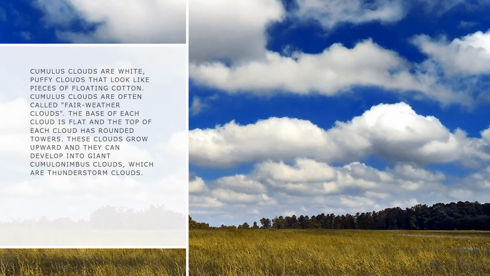Cumulus clouds are white, puffy clouds that look like pieces of floating cotton. Cumulus clouds are often called fair weather clouds. The base of each cloud is flat, and the top of each cloud has rounded towers. These clouds grow upward, and they can develop into giant cumulonimbus clouds, which are thunderstorm clouds.